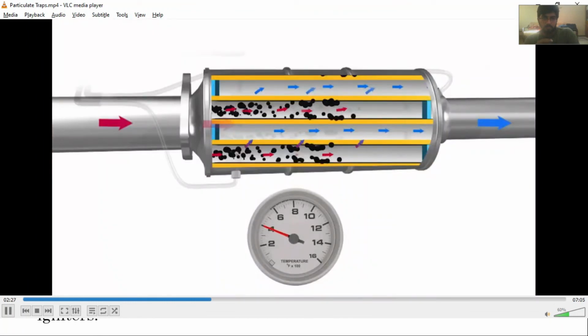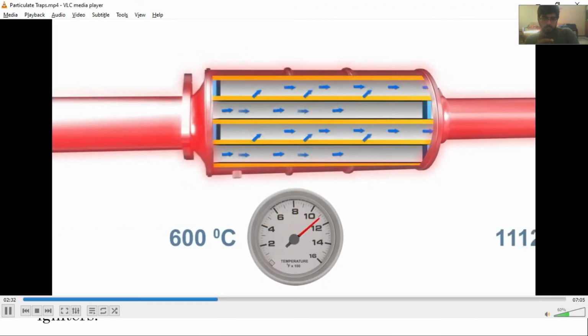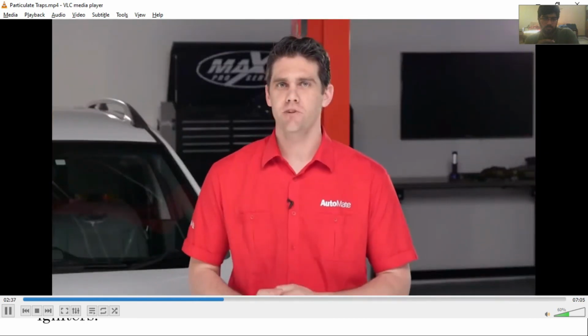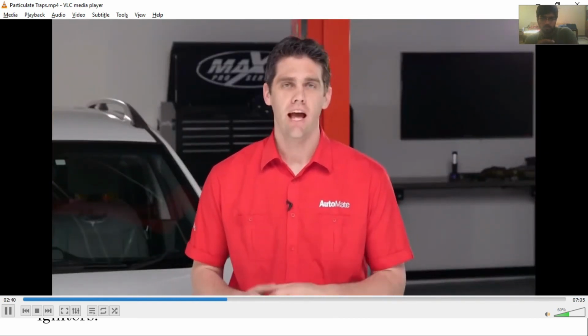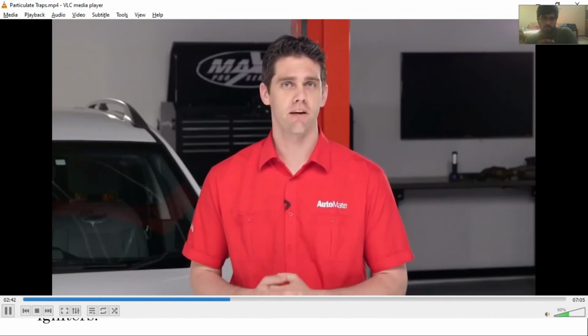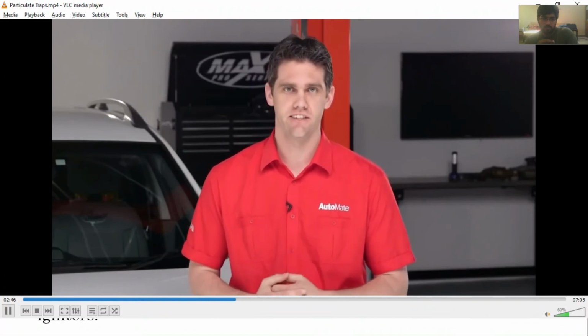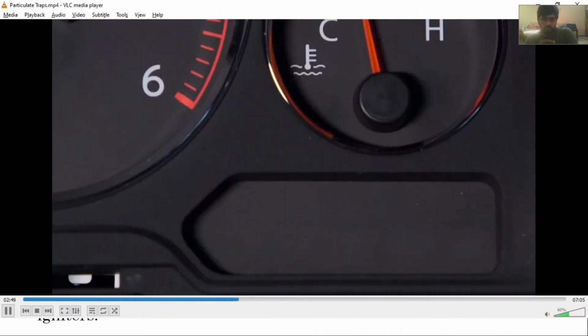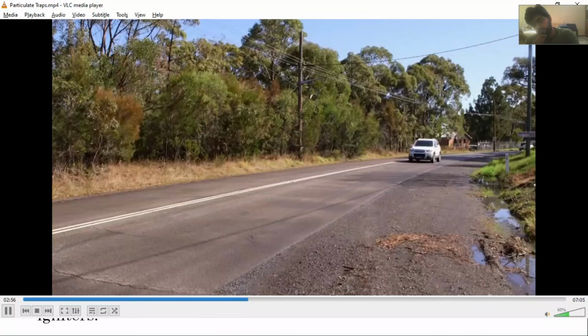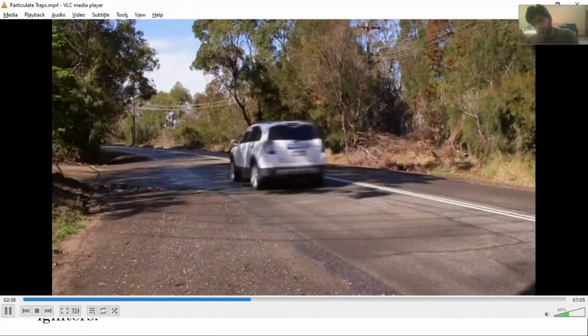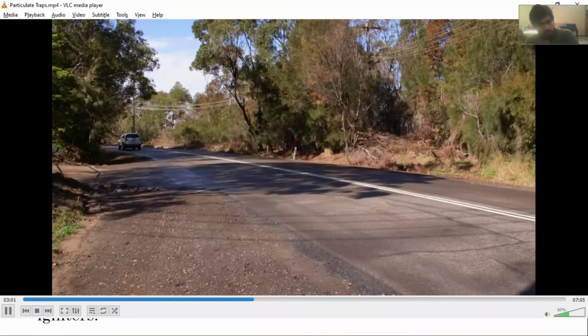Spontaneous regeneration occurs when the DPF reaches 600 degrees Celsius or 1112 degrees Fahrenheit. If a spontaneous regeneration does not occur and the ECU calculates that the DPF has reached its storage capacity, a dynamic regeneration is initiated. Dynamic regeneration is indicated when the DPF light illuminates on the instrument cluster. The vehicle must keep going to complete the regeneration until the light goes out.